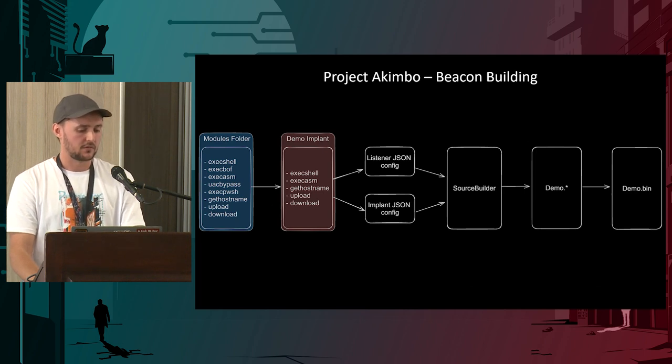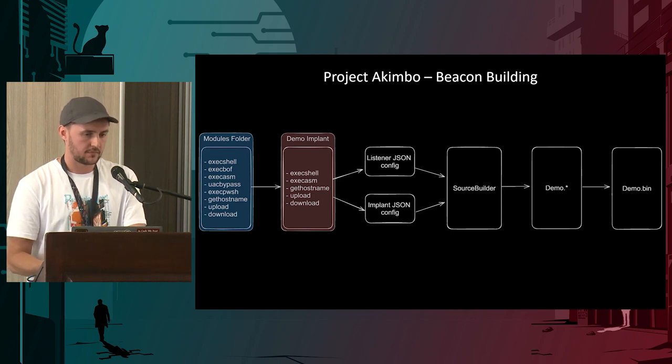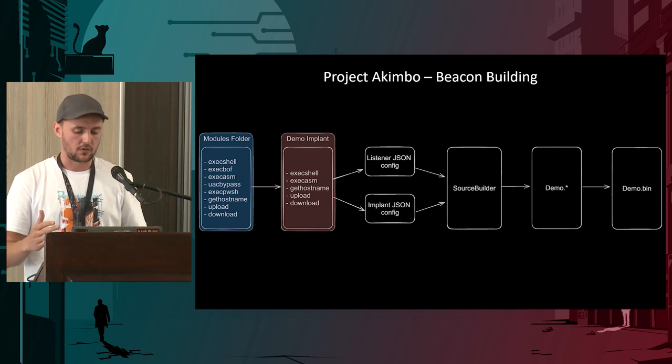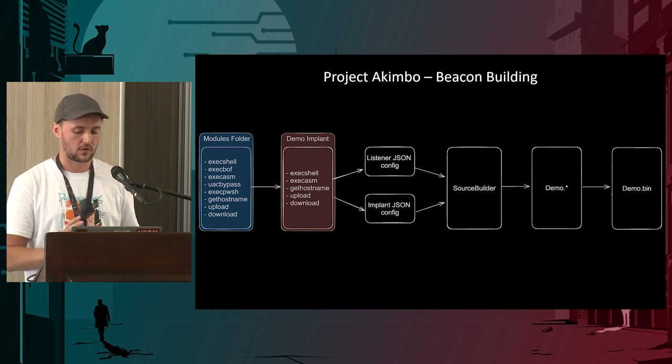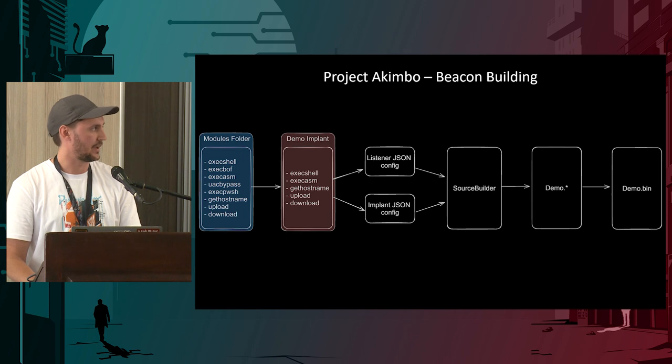And this is the beacon building process. So you have your modules folder, the operator then chooses which modules he wants to put into his implant, and also what the listener info is. It gets sent to two different JSON files, and then the source builder project goes and fetches those files. It builds it out as a piece of source code, and then compiles it. You'll see the demo.star, that is the actual source code, and the last one is the compilation of it. So is it overcomplicated? Maybe. Do I care? No.